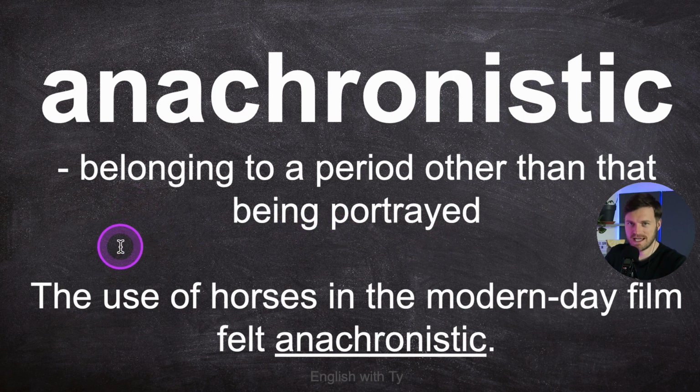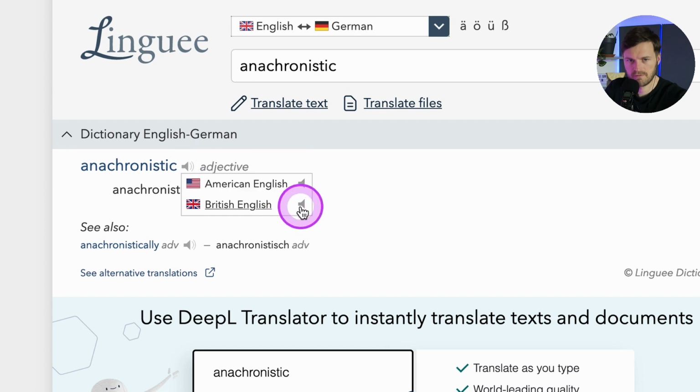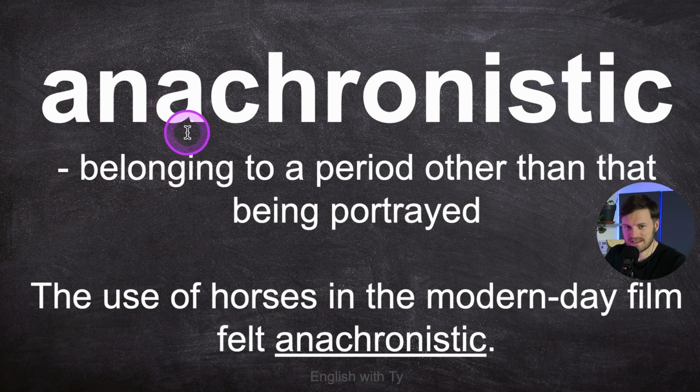Now let's listen to the pronunciation. Anachronistic. Okay, so it seems I actually pronounced it a little wrong myself here just now. It seems I need to listen to this a few more times myself. Let's listen to it again. Anachronistic. So the emphasis is actually on the second A here, on this A, anachronistic.